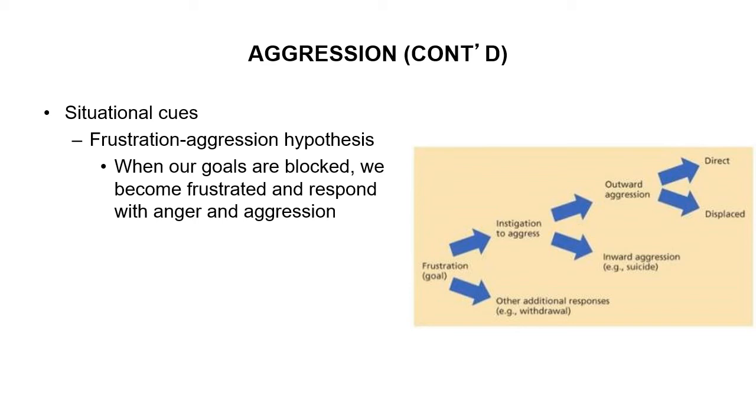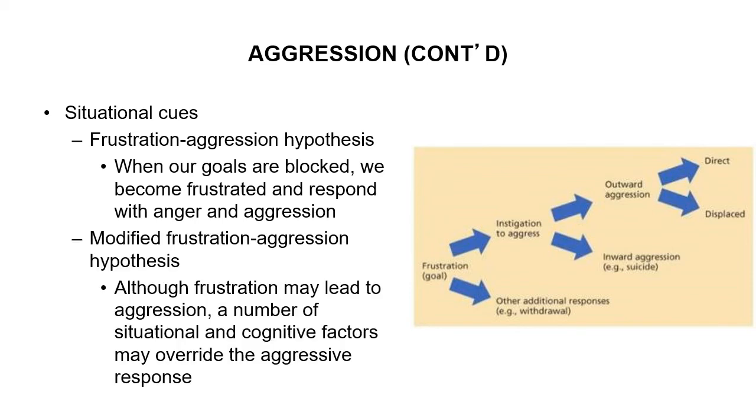And as I said, one of the things in the past is people, even when not blocked from goals, used aggression to achieve goals. But in our modern society, that's much less likely, which is why we now have the modified frustration-aggression hypothesis. Although frustration might lead to aggression, we as humans have personal cognitive factors that can override the aggressive response.